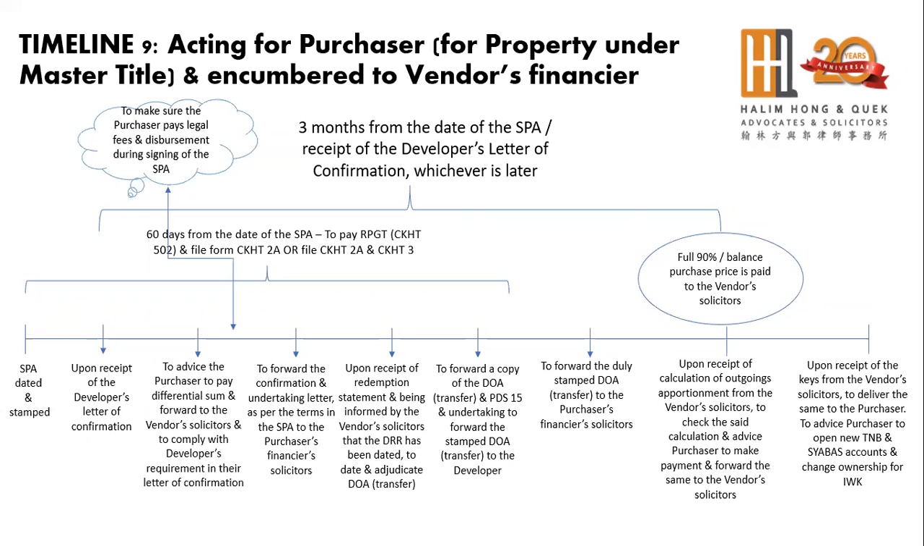Then after you receive the redemption statement, once the redemption sum is released, you have to wait for a while, because for a non-title case it's different from MOT. You cannot adjudicate the MOT before advice for redemption. So you have to wait for the vendor's lawyer to tell you that they have dated the DRR. Then you can proceed to adjudicate your DOA transfer and your DOA, deed of assignment for security. So you have to adjudicate, pay stamp duty, and then forward to the purchaser's loan lawyer for their further action.